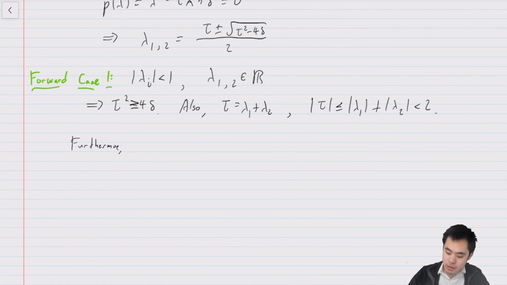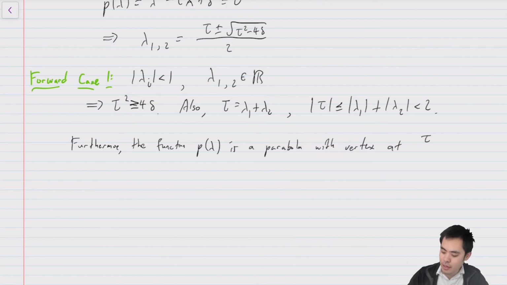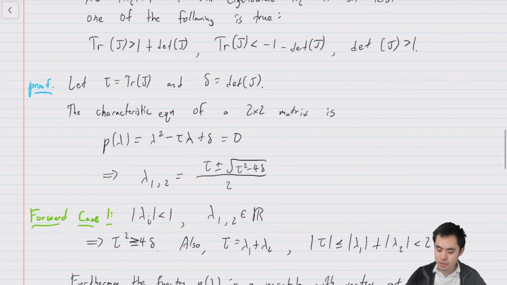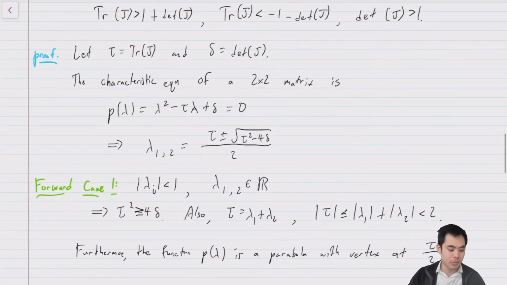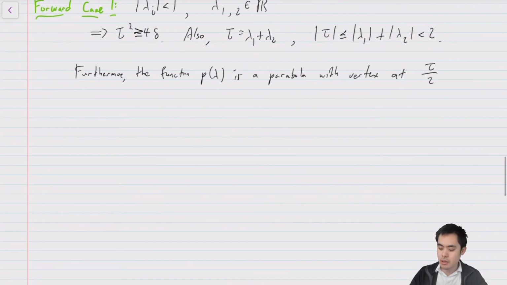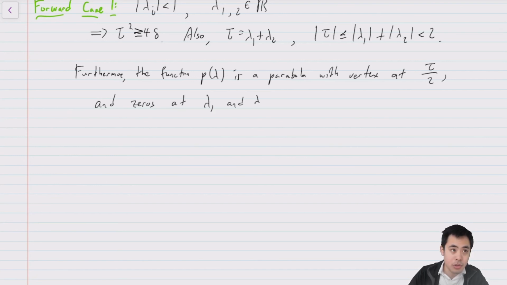Furthermore, the function p of lambda is a parabola with vertex at tau over 2. So this is pretty easy to see. We have this equation up here, and this is clearly a quadratic equation, and so you end up getting a parabola. And with a little bit of work, you can see that the vertex is at tau over 2. And of course, we have zeros at lambda 1 and lambda 2.